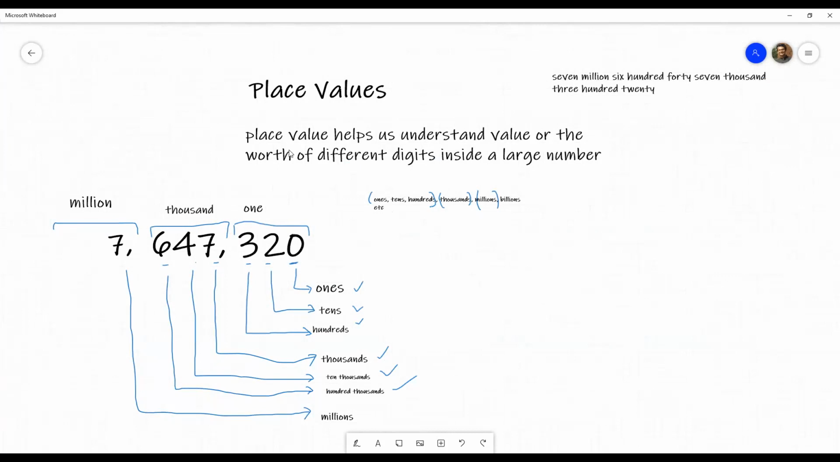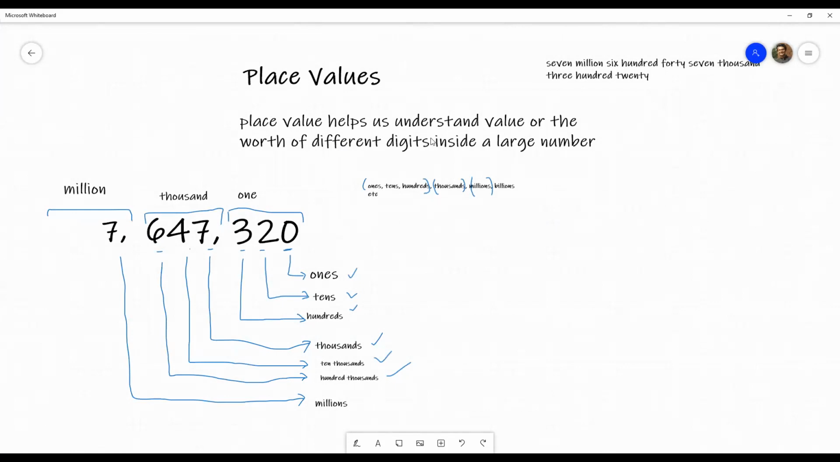So that's how you write it, like the place value of 7 is million, the place value of these 3 is 1,000, these 3 are 1. And with the understanding of place value, you're going to be able to name them. The place value helps us understand the value or worth of different digits inside a large number.